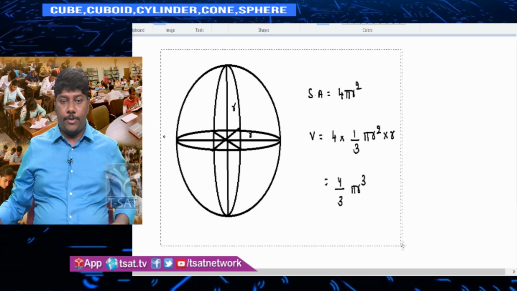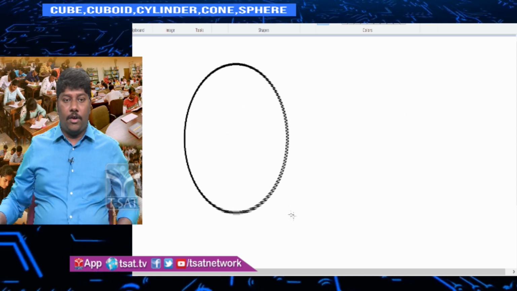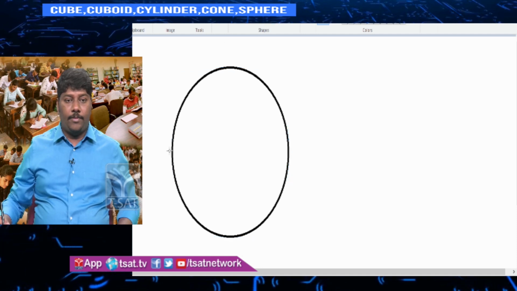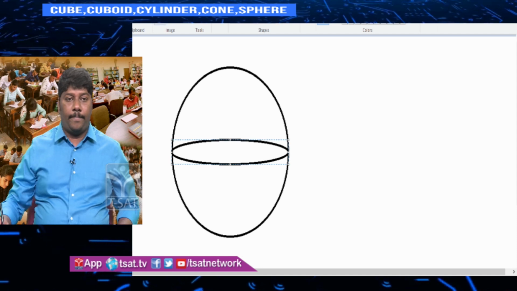When you take a hemisphere, just imagine a watermelon, a complete watermelon. When you cut a watermelon into 2 parts, see how it looks like.